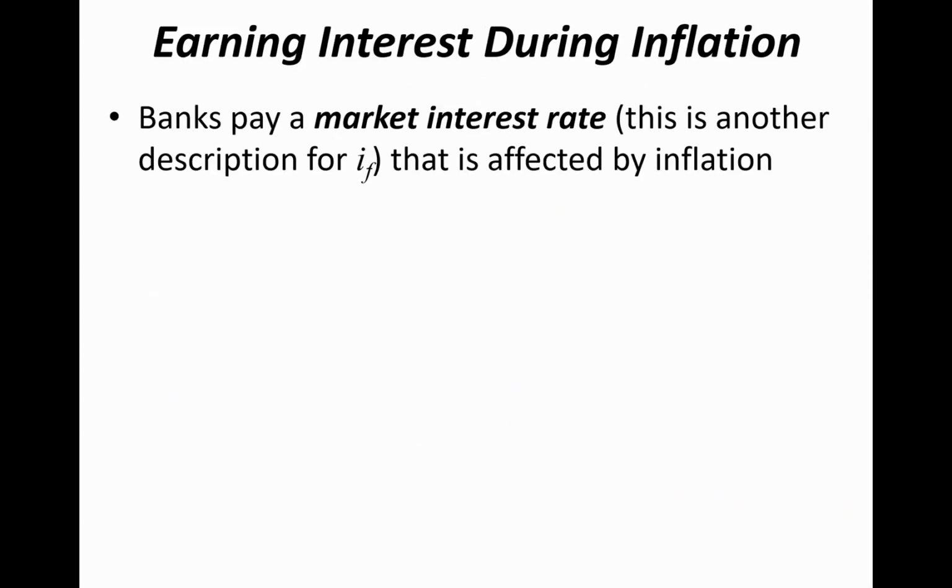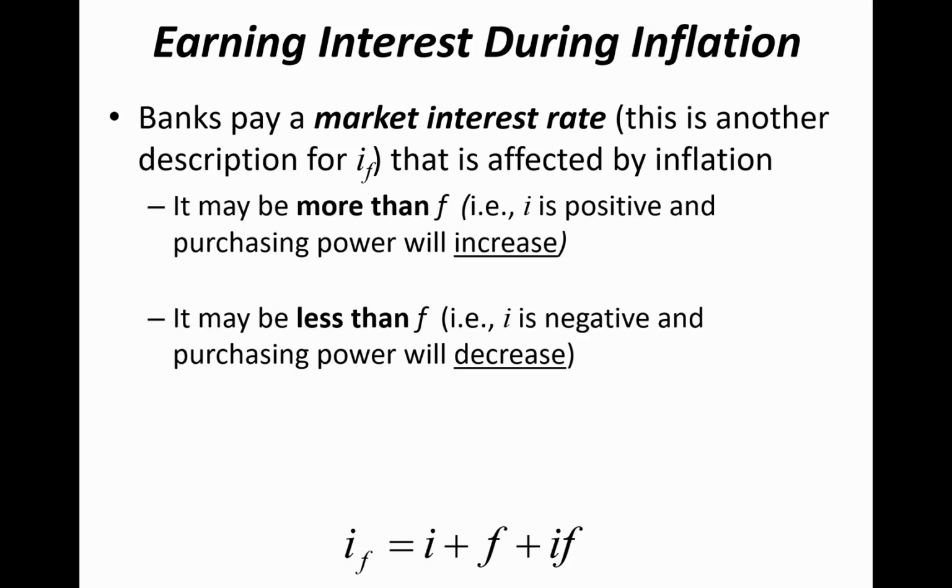So what the banks pay is known as the market interest rate, I sub F. And that market interest rate can be more than the inflation rate, meaning that your purchasing power increases, or it can be less, meaning that your purchasing power decreases. So if the market interest rate is less than the inflation rate, then the only way for that to happen is for the real interest rate, I, to be negative.